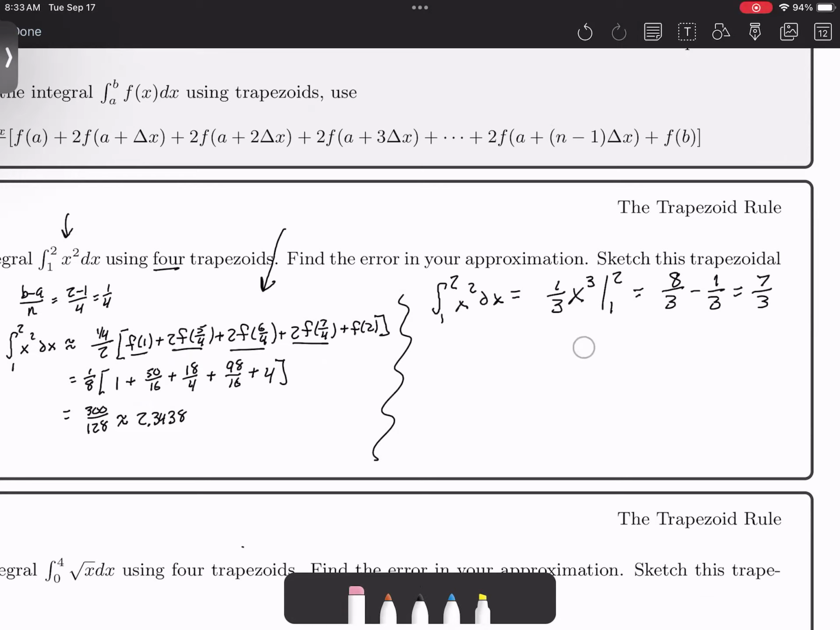Actually, hold on. We can just find the difference. Let's find the error in the approximation. So the exact value, 7/3, minus our approximate value, 2.3438, wrapped in absolute value, leaves us with an error of 0.01042. So it's a pretty decent approximation.